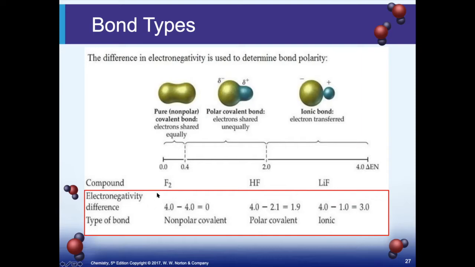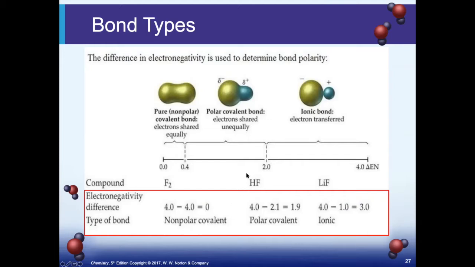So let's say, for example, this molecule right here, F2. So these are both fluorine atoms. Well, whatever the electronegativity value for fluorine is, the other fluorine is going to have the same electronegativity. So that difference in electronegativity would be 0. So even though it's a very electronegative element, the difference is what matters. The difference in electronegativity is 0. And so we would call that a non-polar bond.